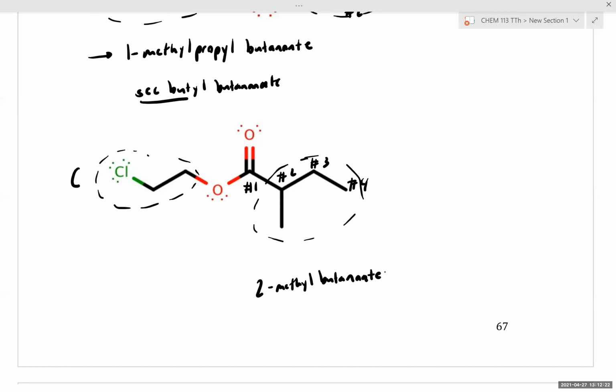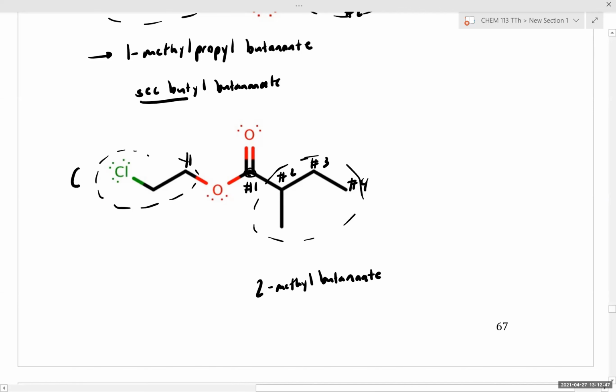Butan-2-yl is typically used when you're naming an alkyl group as a formal side chain off the main chain. In this case, since the 4 carbons of the main chain include the carboxylate carbon, you'd name this as 2-methylbutanoate to denote we have a methyl group at the 2 position and our main chain is a 4-carbon carboxylate.